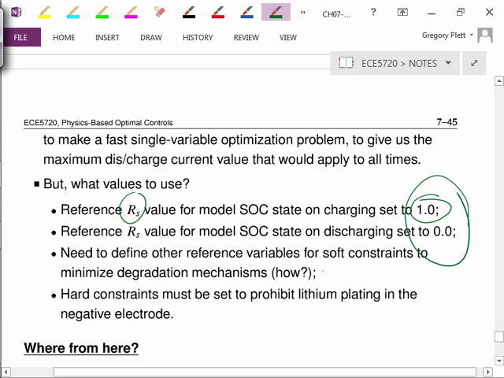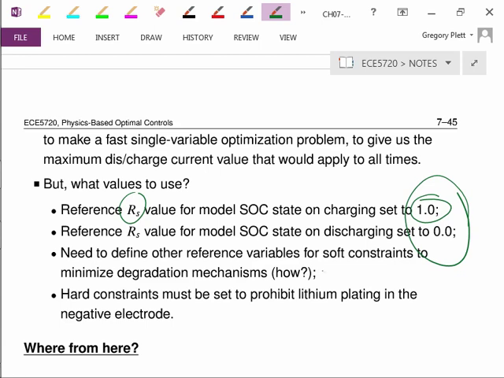I want to define other reference variables for soft constraints, such as SEI growth is not a hard constraint. It's not that phi s minus phi e never exceeds this lithium plating boundary of some voltage, but I don't want to get close to the SEI growth boundary of, I think it was 0.4 volts in the example we looked at earlier, so we would have to think about how to add that. And then we would set hard constraints to prohibit lithium plating and lithium depletion and different things like that. So this is an idea only.